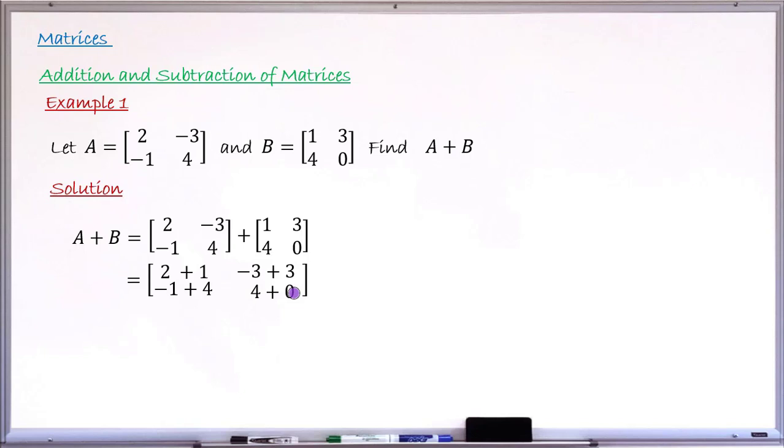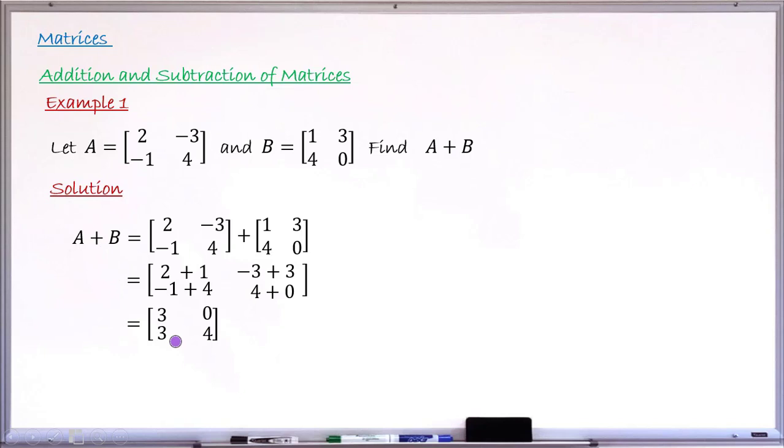So I'm going to simplify this. 2 plus 1 gives me 3. Minus 3 plus 3 gives me 0 here. Minus 1 plus 4 gives me positive 3 here, and 4 plus 0 gives me 4 here. So this is now the matrix A plus B.